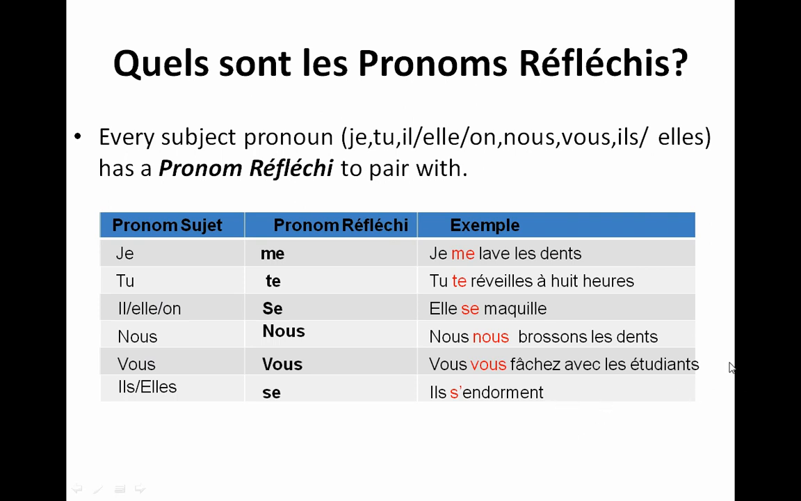Okay, you notice something here. For every part of the body, like in the first example, je me lave les dents. Les dents, it's your teeth. Here, sorry, nous nous brossons les dents.